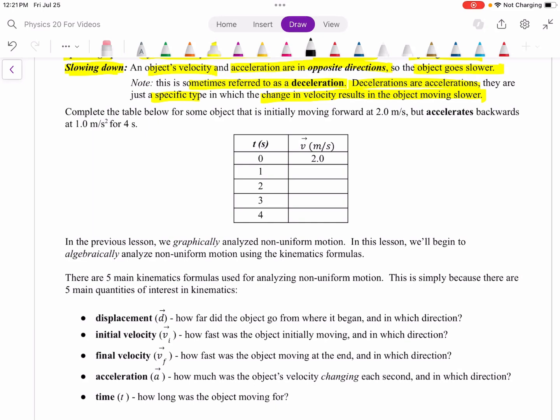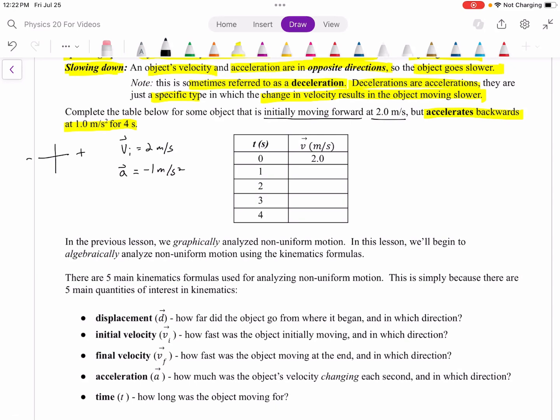Okay, so we're going to complete this table for some object that is initially moving forwards at 2 meters per second. So its velocity when we start out is 2 meters per second forwards. However, it is accelerating backwards at 1 meter per second each second, or 1 meter per second squared. And it does that acceleration for 4 seconds. So that means we have this scenario. If I call forwards positive and opposite directions need opposite signs, so backwards will be negative. That just means our initial velocity is positive 2 meters per second, but it's changing by negative 1 meter per second each second. The acceleration is negative 1 meters per second squared.